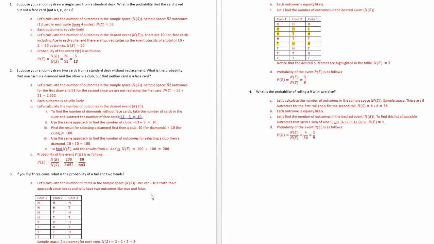The solution for Chapter 11 practice problems number 3. If you flip 3 coins, what is the probability of a tail and 2 heads? So let's go through the 4 steps.